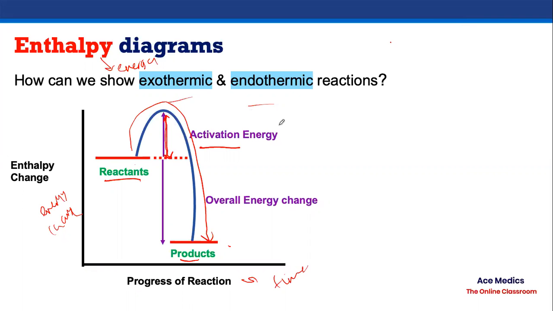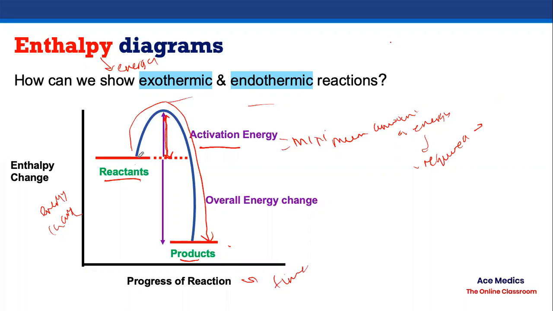So activation energy, remember, is the minimum amount of energy that is needed for a successful collision. So two particles need to collide together with this much activation energy, a minimum amount of energy for there to be a successful collision.